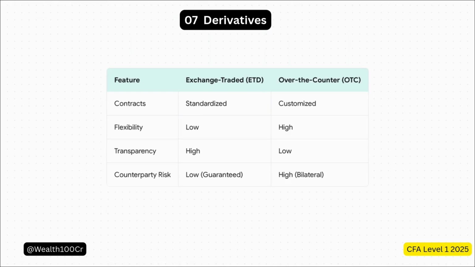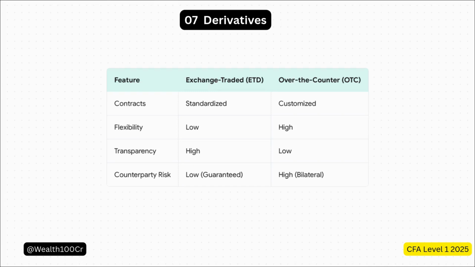Now, let's look at the differences. The ready-made market is called exchange-traded, or ETD. The contracts are standardized, all the same, just like the shirts in the shop. The tailor-made market is called over-the-counter, or OTC. The contracts are customized just for you. So OTC gives you more flexibility, of course, but the ETD market is very open and transparent. Everyone knows the price. The tailor shop is more private, just between you and him.